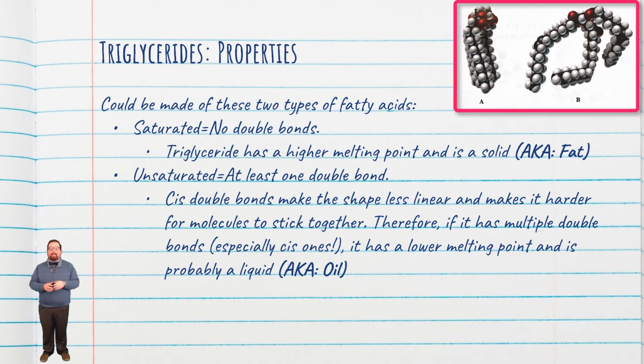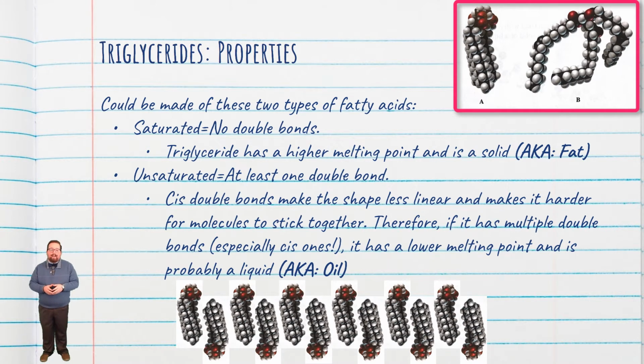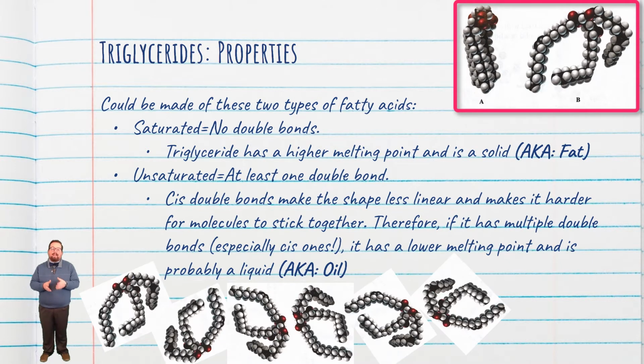Here are 2 examples of triglycerides. Figure A is made of saturated fatty acids, while figure B is made of unsaturated fatty acids. You can imagine that the saturated triglyceride in figure A will be able to line up with other molecules like it and have higher intermolecular forces of attraction between them than the unsaturated triglyceride in figure B.